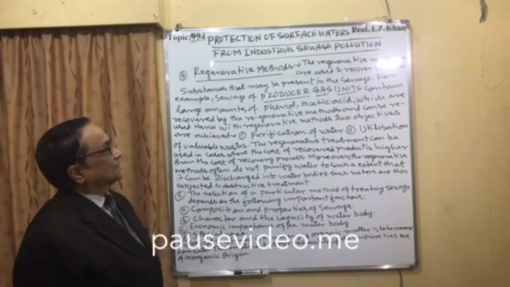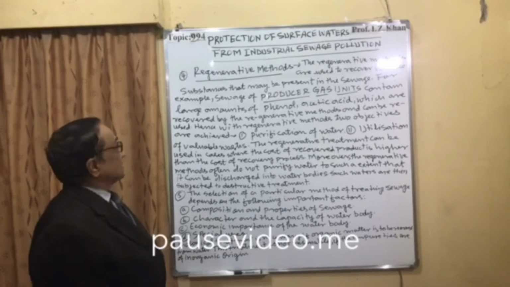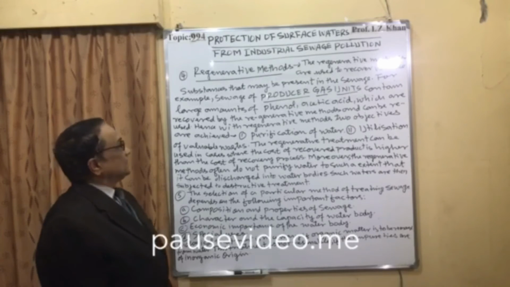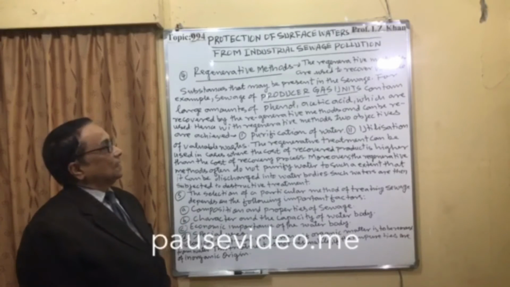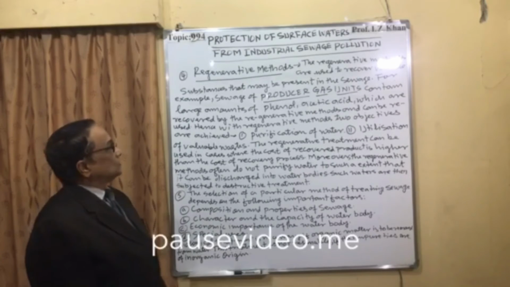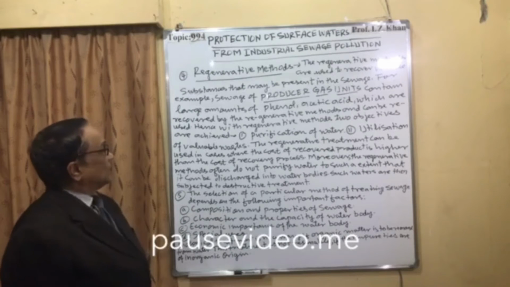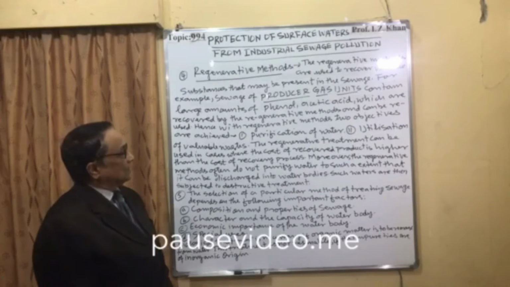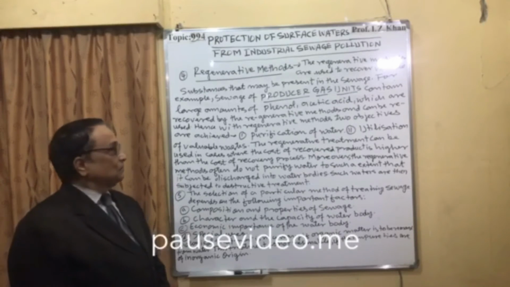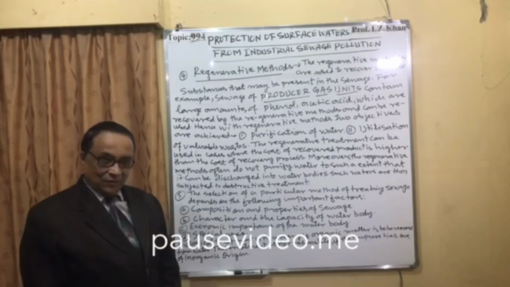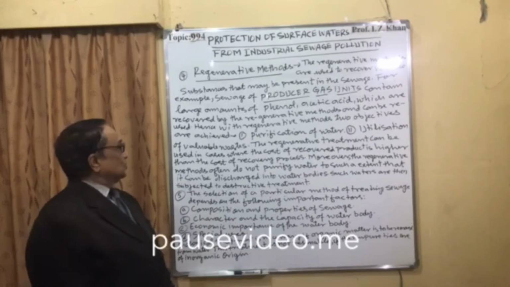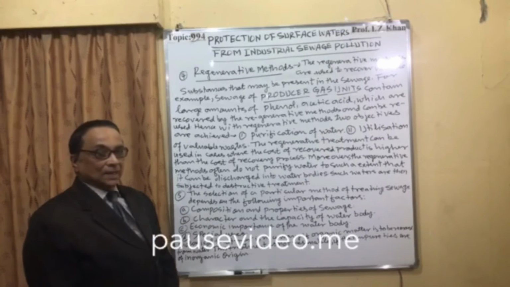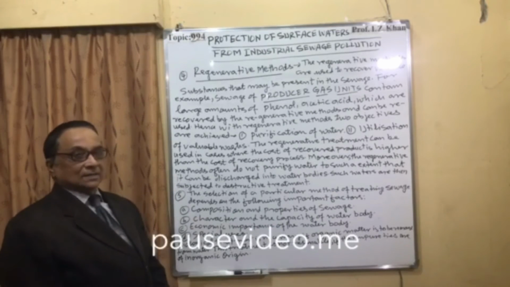The regenerative methods are used to recover valuable substances that may be present in the sewage. For example, sewage of producer gas cylinders contains large amounts of phenol and acetic acid, which are recovered by the regenerative methods and can be reused. Hence, with regenerative methods, two objectives are achieved. The first objective is the purification of water, and the second objective is utilization of valuable waste. So these two objectives are achieved with the regenerative method of sewage treatment.